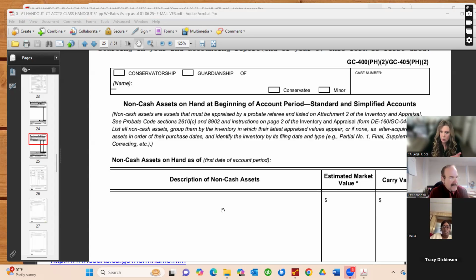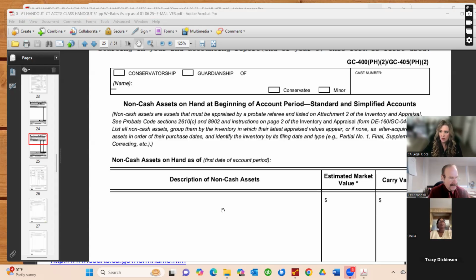So attachment 1 will go on your cash assets, which is the form he had right before here. Attachment 2 assets that are on your inventory and appraisal, you will just copy them directly to this non-cash asset page, and your market value and your carry value only at the beginning will be the exact same numbers as what was given on the inventory and appraisal. So be very careful that when you're talking about beginning of account assets only, you will only use the values from the inventory and appraisal. So your market value and your carry value will be the exact same number, and they will be the number from attachment 2 of your inventory and appraisal.